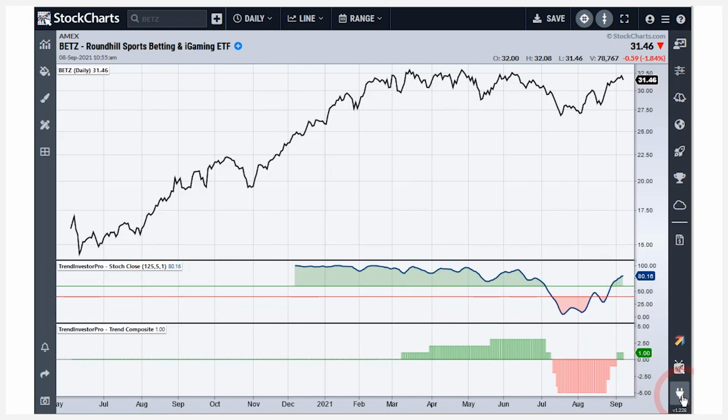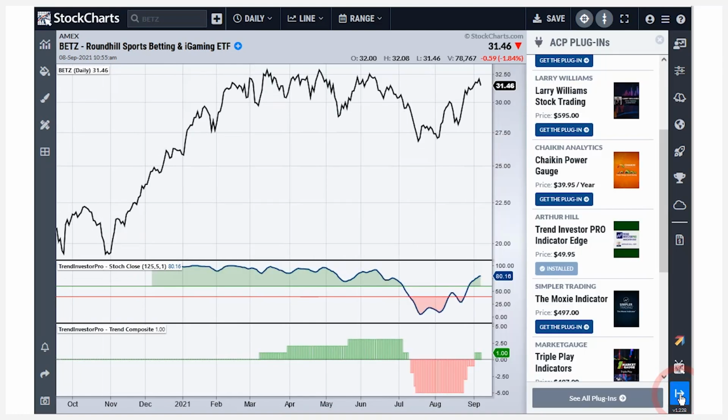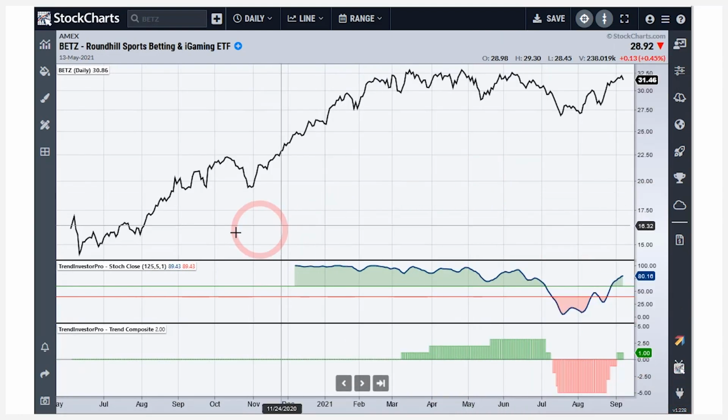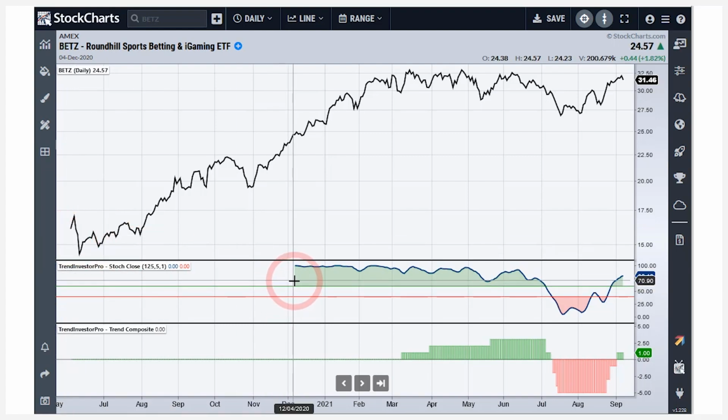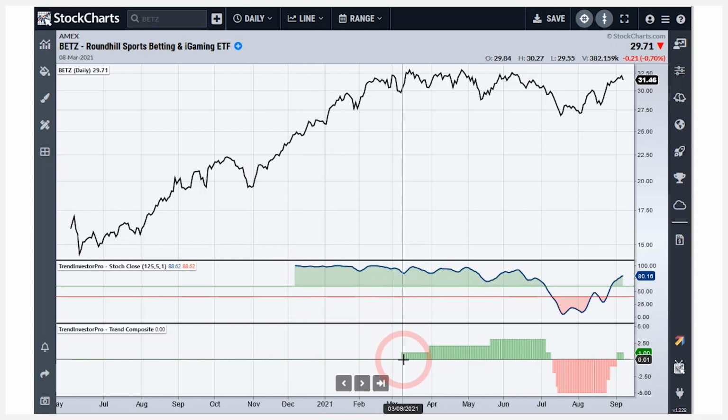And if you look at the bottom right-hand corner there, you can see that plugin icon. And if you click it, there you see a link to learn more about this plugin. So what I'm doing here is using this plugin, but you can see that on the left-hand side that the ETF started trading in early June. That's why this indicator for the Stoke Close doesn't start until, there you can see, in early December. You needed 6 months of trading to get it started. And the Trend Composite did not start until early March.